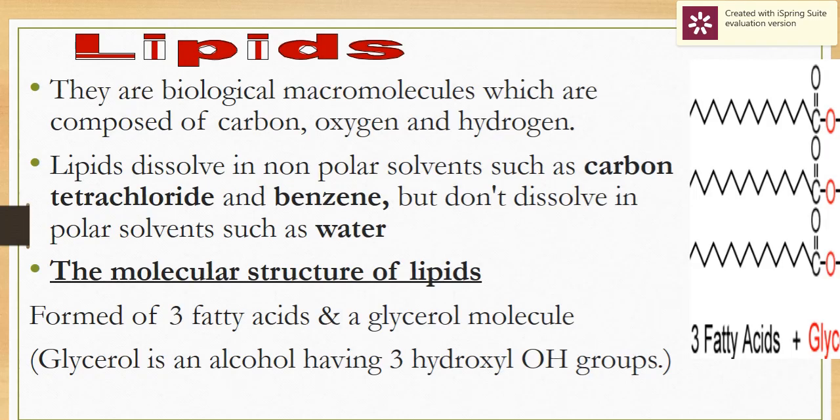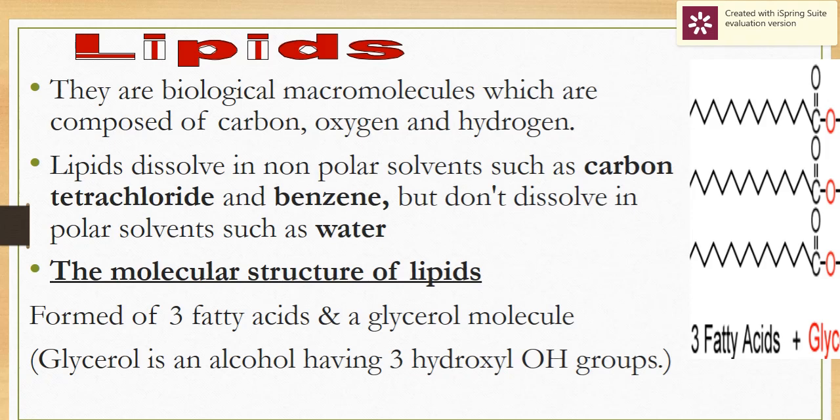What are lipids? Lipids are biological macromolecules, also polymers, which are formed of smaller molecules or units, monomers. These monomers are called fatty acids. So the carbohydrates are formed of monomers called monosaccharides, and the lipids are formed of fatty acids. The lipids consist of carbon, hydrogen, and oxygen atoms, but not in the ratio 1 to 2 to 1 like the carbohydrates. They have a different ratio.